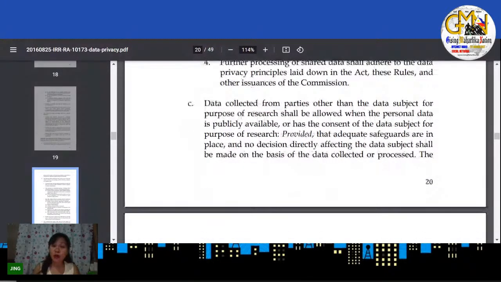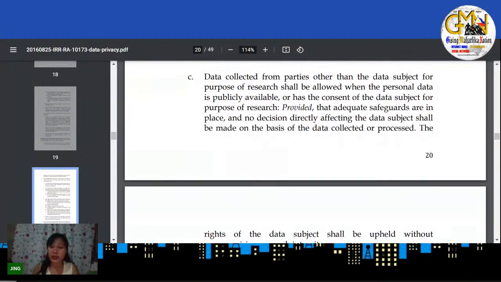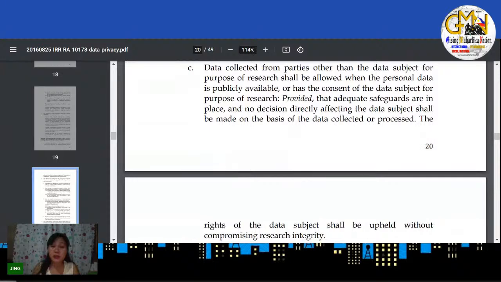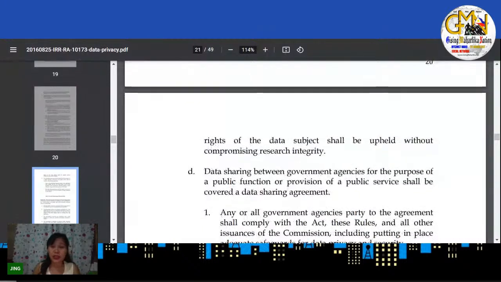Letter C. Data collected from parties other than the data subject for purpose of research shall be allowed when the personal data is publicly available or has the consent of the data subject for the purpose of research, provided that adequate safeguards are in place and no decision directly affecting the data subject shall be made on the basis of the data collected or processed. The rights of the data subject shall be upheld without compromising research integrity.